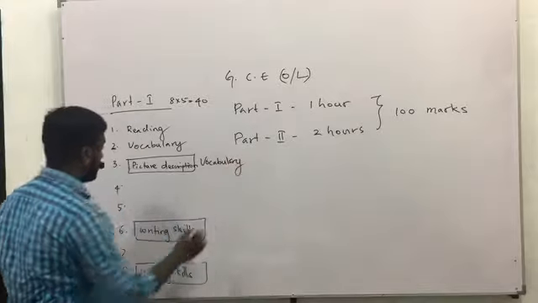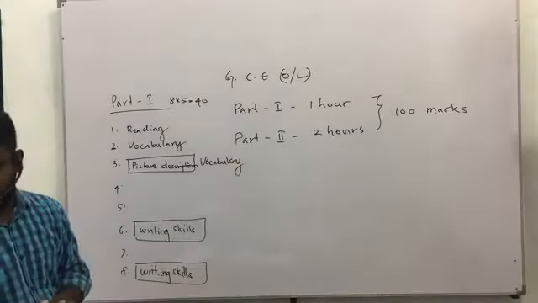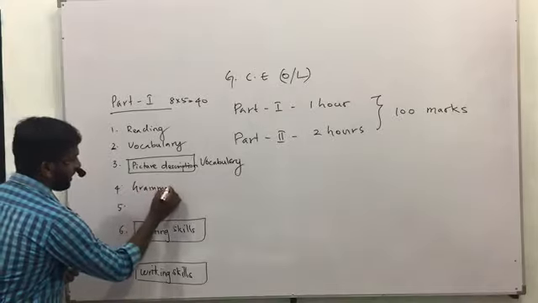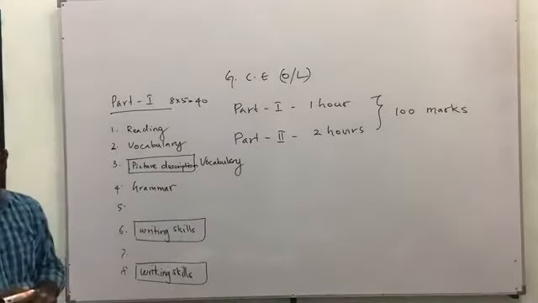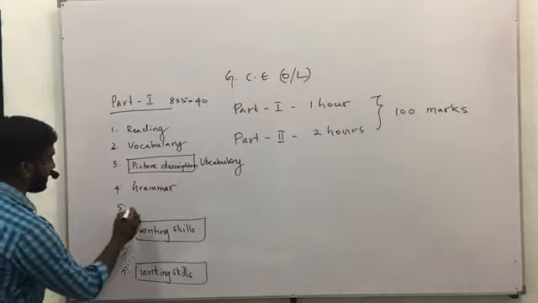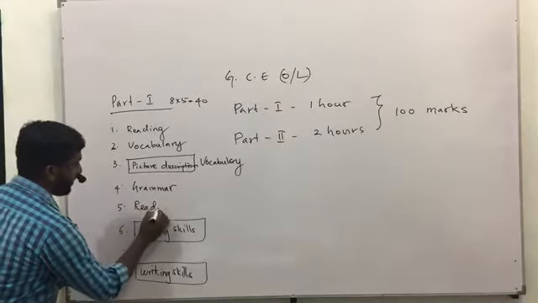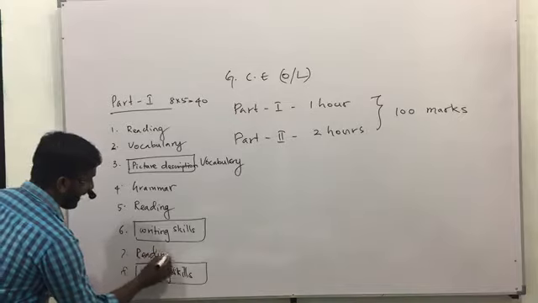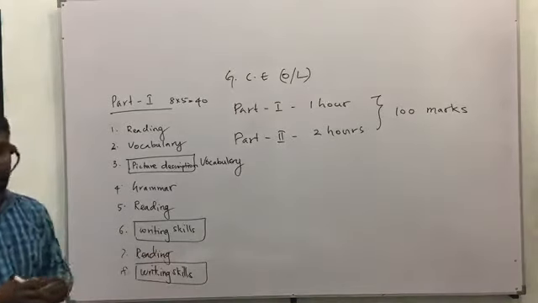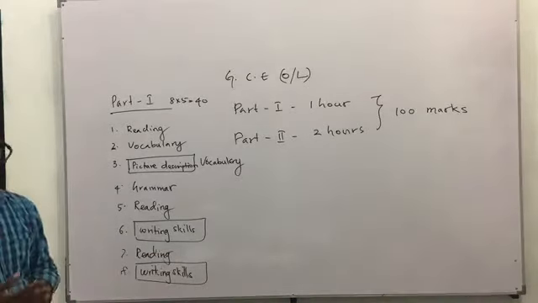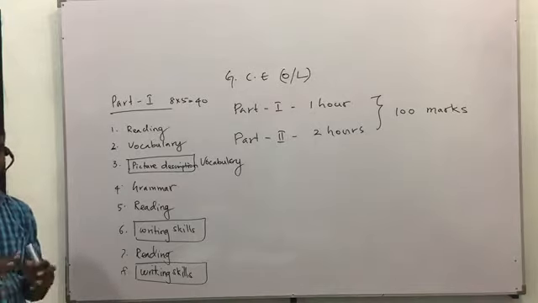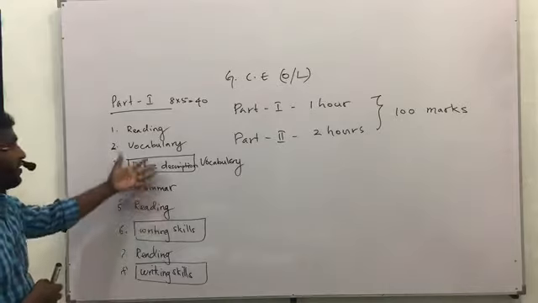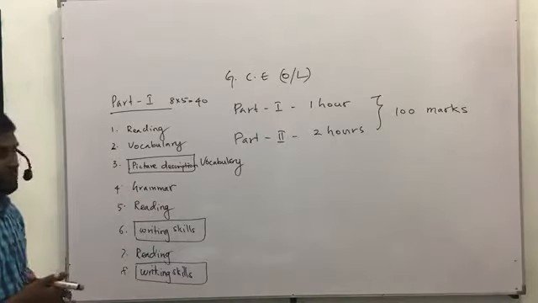And another thing is, question number 4 is grammar. These are grammar questions, and question number 5 is reading, and question number 6 or 7 is also reading. So now you see, we know in the English language there are reading, writing, listening and speaking skills, as well as vocabulary and grammar knowledge.